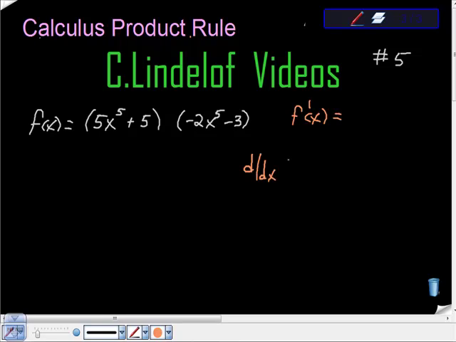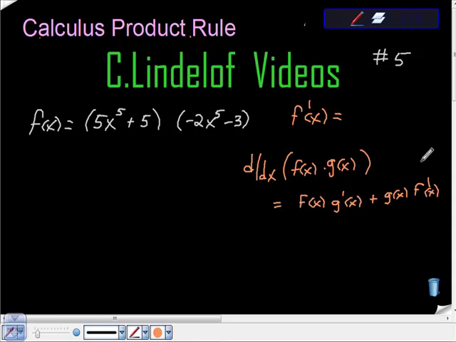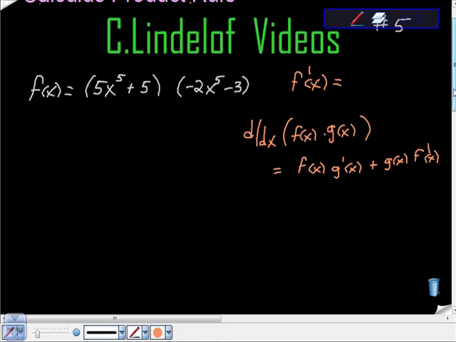that d dx of one function times another function, the derivative, is equal to the first function times the derivative of the second function plus the second function times the derivative of the first function. So this actually is not a big deal. This is actually relatively easy to do. So let's kind of start working through this.